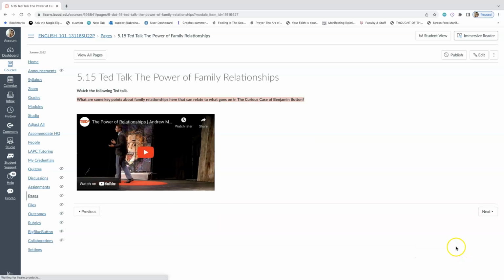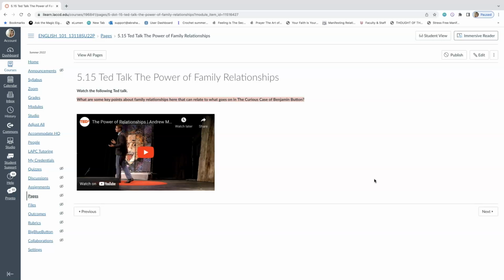And then here's the power of family relationships. In The Curious Case of Benjamin Button, there are a lot of experiences with family relationships going on. And again, it goes back to that question that I had in the beginning about the hierarchy of family. So we respect our parents because they're older than us, they're bigger than us. But what if our parents looked younger than us? What happens then? Does the family dynamic change?